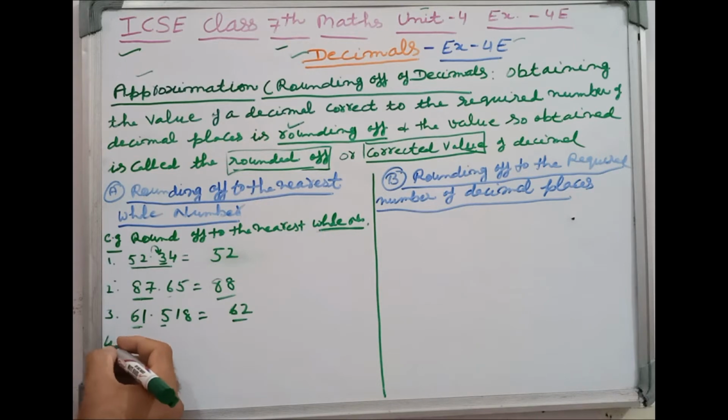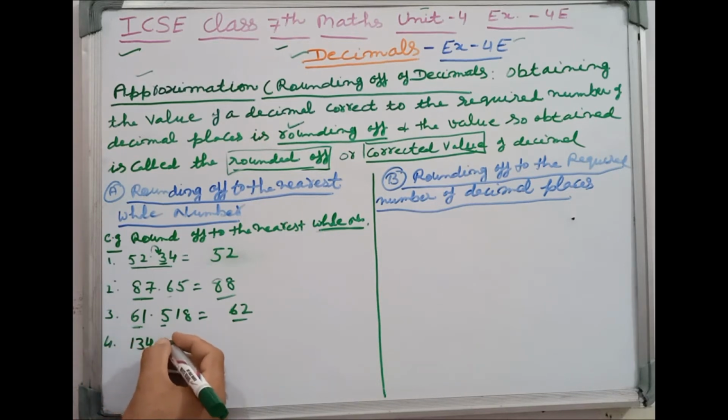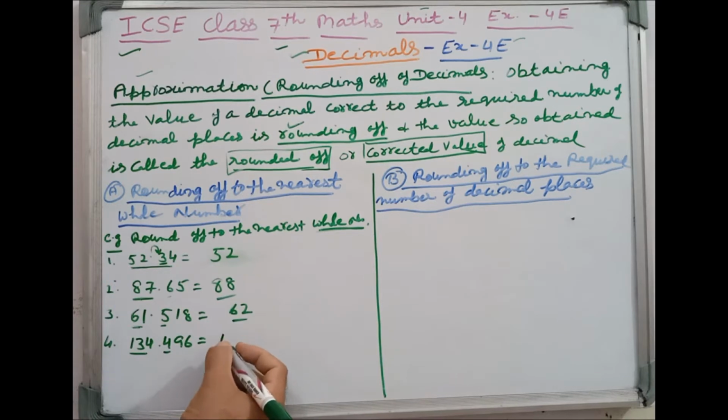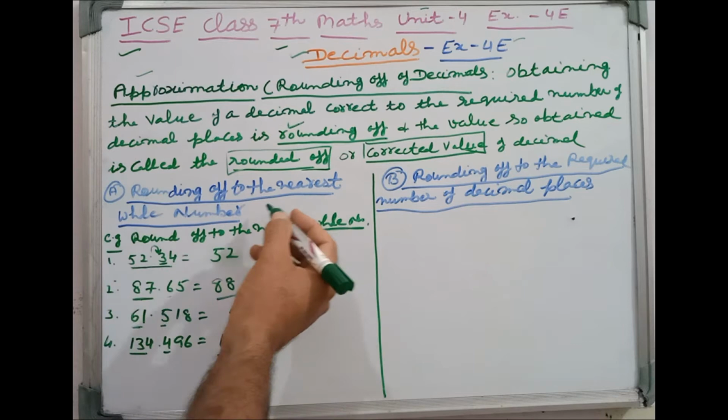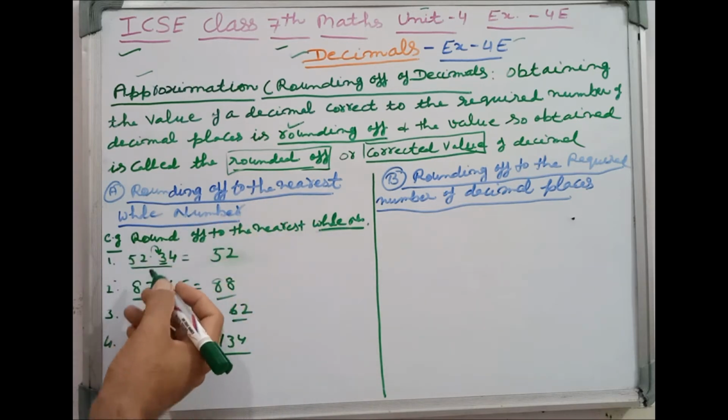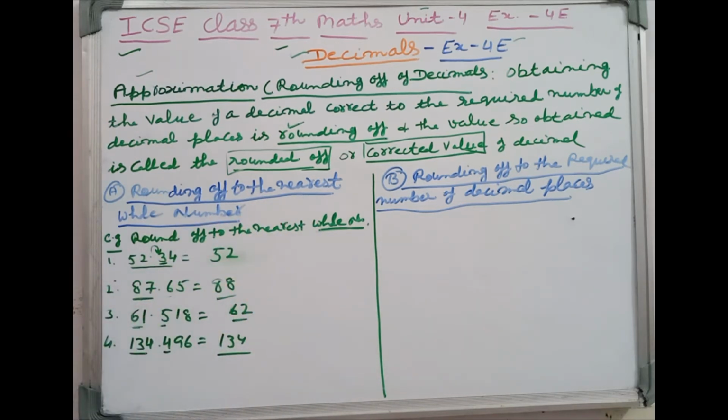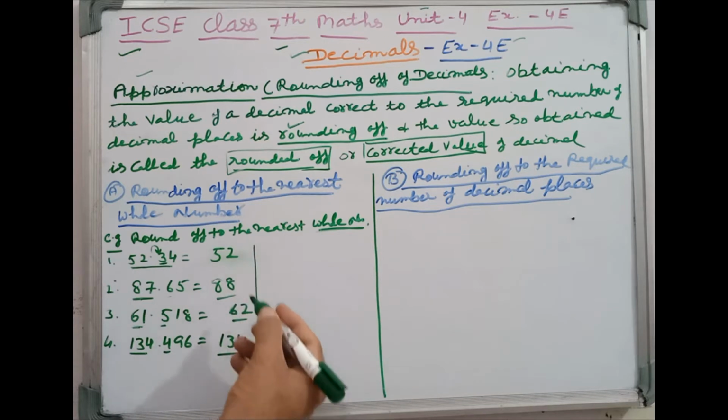Now again take the fourth example, 134.496. So this is the first digit, 4. 4 is less than 5, so its whole number will remain unchanged, 134. So students, this was rounding off to the nearest whole number. The whole number is the part to the left of the decimal, and the part to the right of the decimal is the decimal part. So easy, quite easy, no problem.